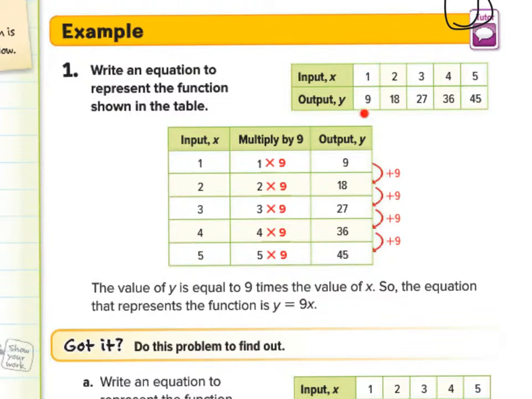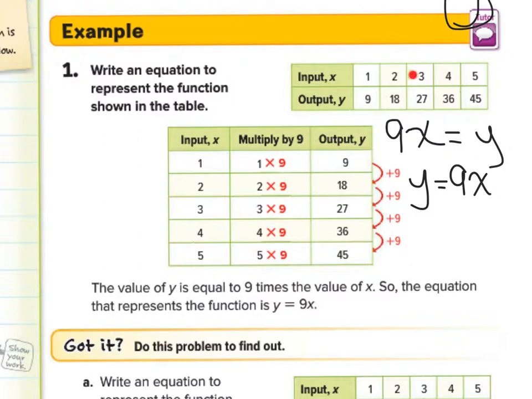So 1 is 9. When x is 1, y is 9. So we can write something along the lines that when we have an x value, we have to multiply it by 9 to get our y value. We can write it the other way, where we say y is equal to 9 times whatever x is.